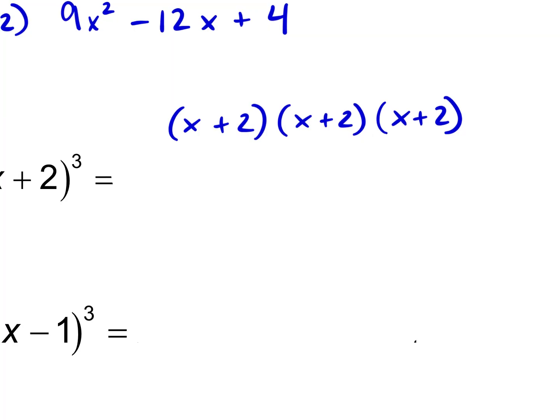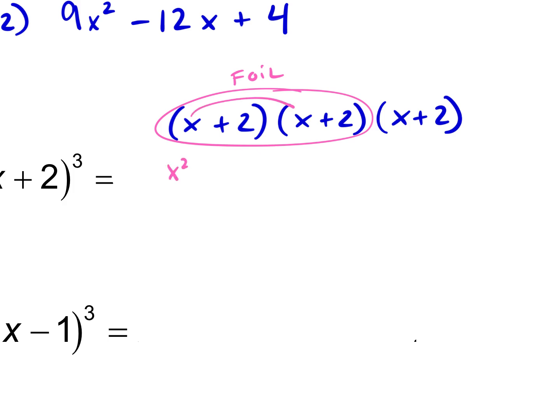How would I multiply these 3 things together? What would I have to do first? Awesome. FOIL the first 2, and then just FOIL this third one with it. So get an answer, then multiply the third one to it. So let's FOIL these out. We've got x times x, which would be x squared. X times 2 is 2x. 2 times x is 2x. 2 times 2, 4. When we combine our like terms, we get x squared plus 4x plus 4.